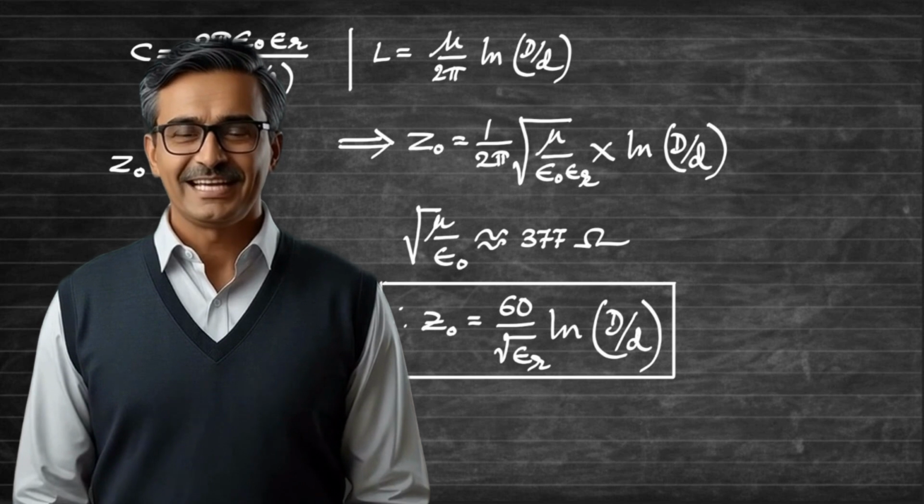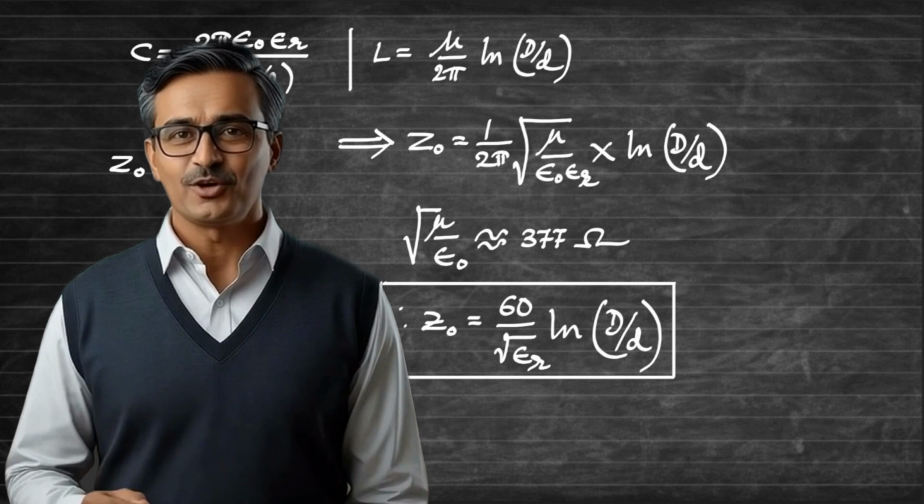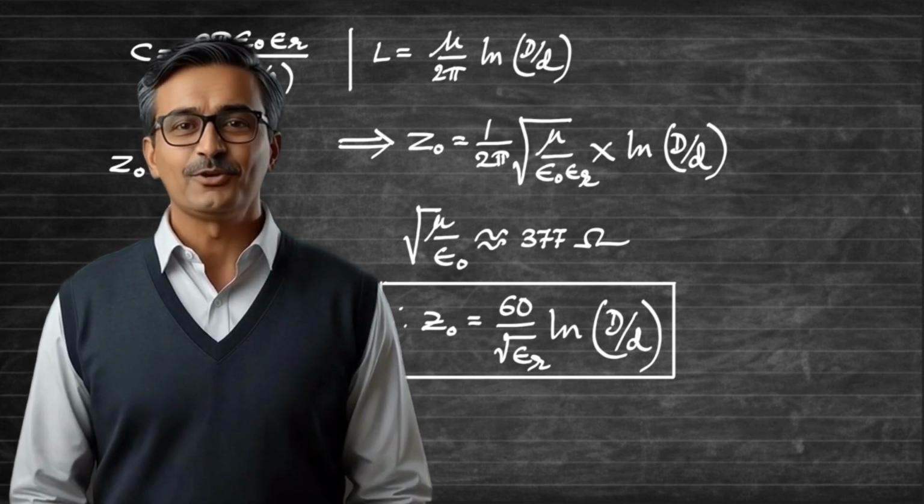Therefore, we can finally conclude that the characteristic impedance of a cable is determined mainly by the geometry of the cable and the dielectric property of the insulating medium placed between the conductors.